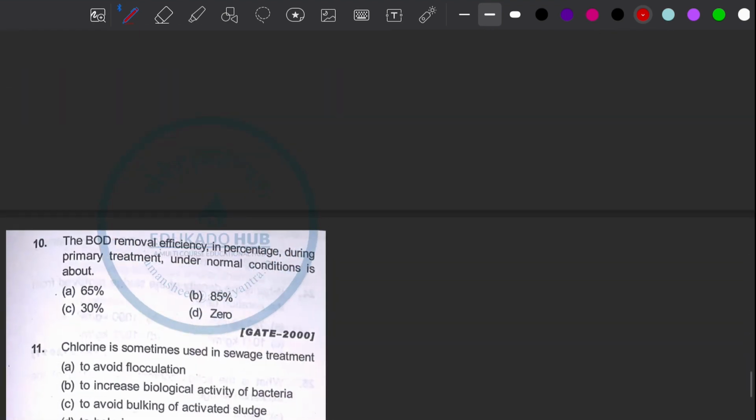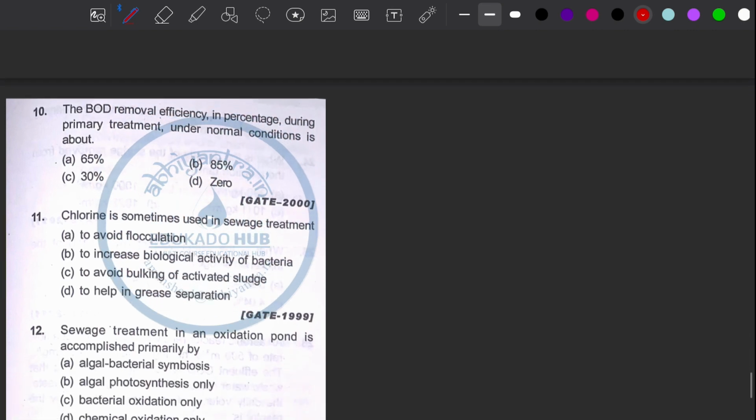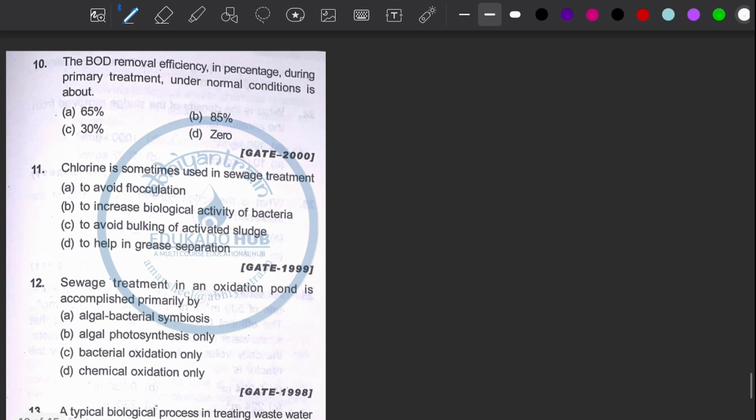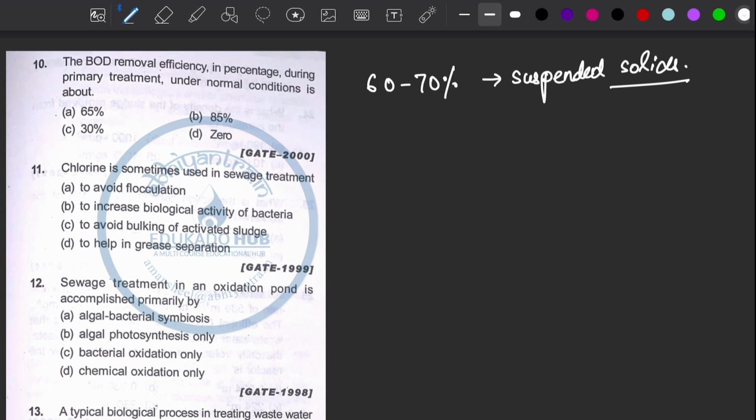Let's move on to question 10, which says the BOD removal efficiency in percentage during primary treatment under normal conditions is about C. In primary treatment, first of all, we should remember that 60 to 70% of suspended solids will be removed. Suspended solids get removed, 60 to 70%. But it does not have that much BOD removal efficiency. So around 30% BOD we can say is also removed. So around 30% under normal condition. So the correct answer will be option C.